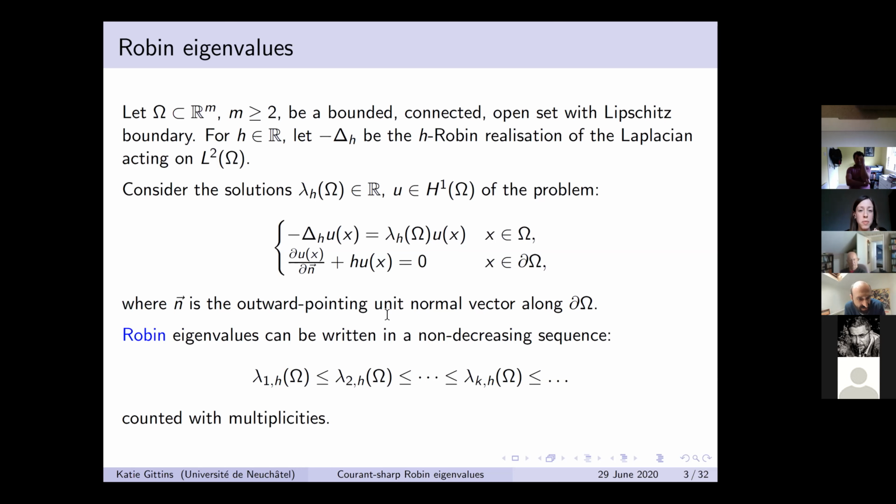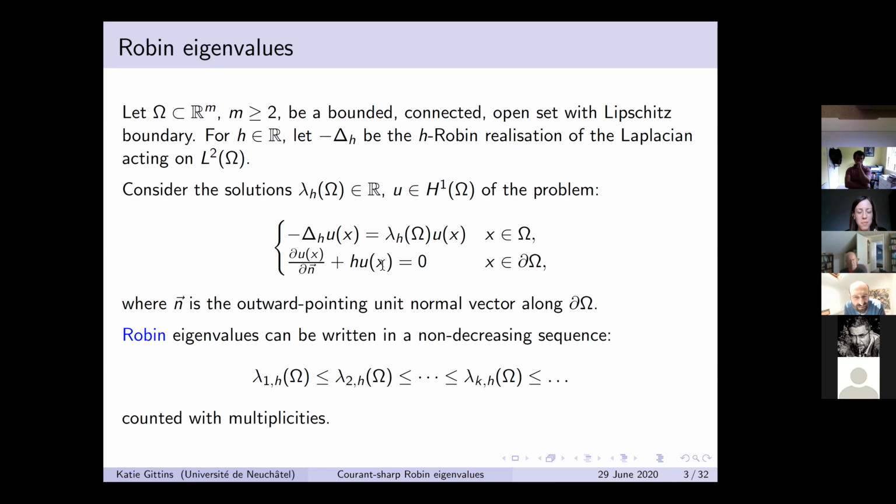One thing that will be important later is the relationship between the Robin eigenvalues here and the Dirichlet and Neumann eigenvalue problems. Of course we see here, if I take h equal to 0, then I'm looking essentially at the Neumann eigenvalue problem, whereas if I look at h tends to plus infinity, then it's the Dirichlet problem, because I'd need u to be 0 on the boundary to keep the condition.